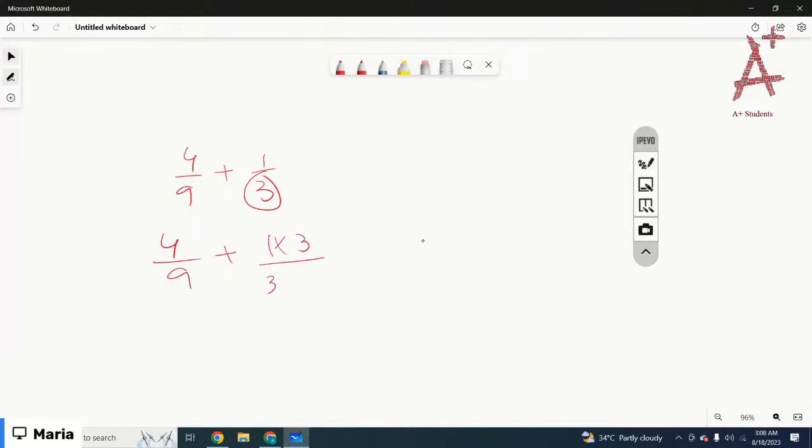It would be 1 over 3 multiplied by 3 over 3, right? So that is 4 over 9 plus 3 times 1 is 3 and 3 times 3 is 9, right? So you can see they have like denominators now. You have to add them. 4 plus 3 is 7. So it would be 7 over 9. So the correct option is 7 over 9.